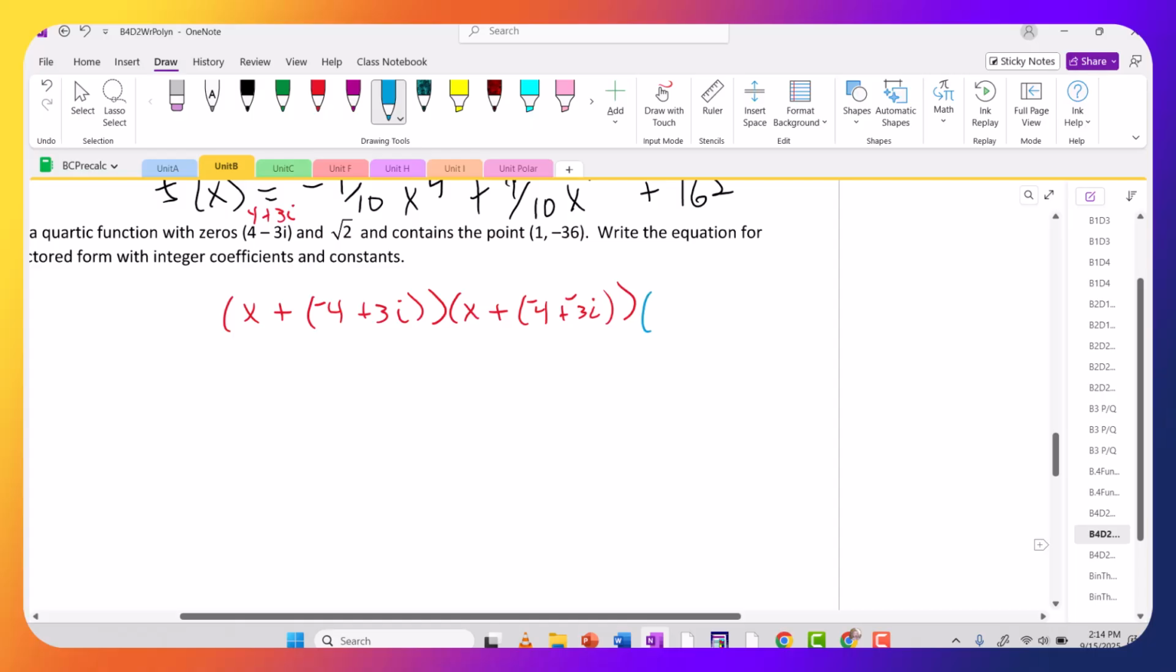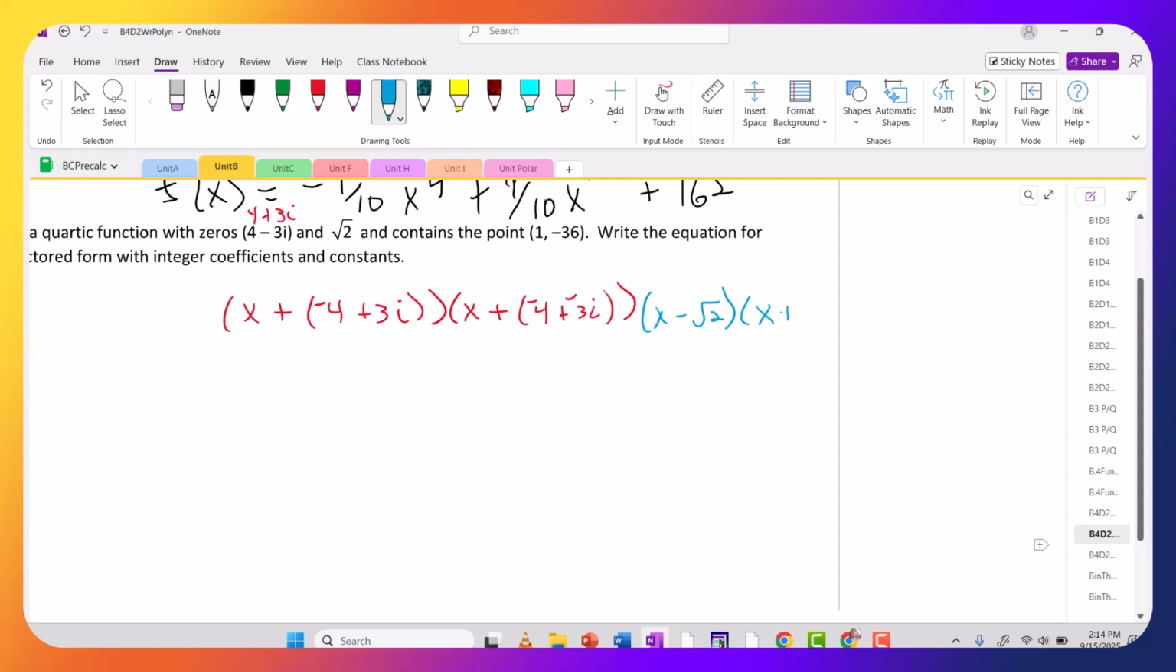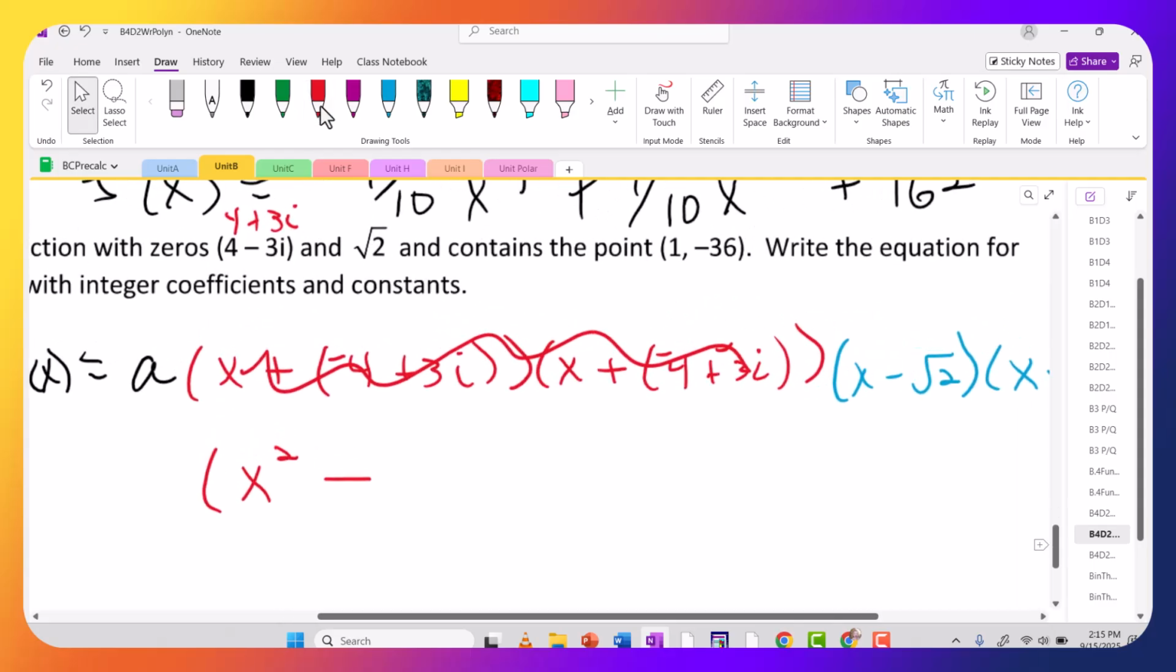If root 2 is a 0, then x minus root 2 is a factor. And if negative root 2 is a 0, then x plus root 2 is a factor. That's not as bad to FOIL. That's doable. It's easy. But let's just go with the rule, right? And then let's put an a there and an f of x. No way, I am not foiling this. I'm using the rule. It's x squared minus the sum of these two zeros.